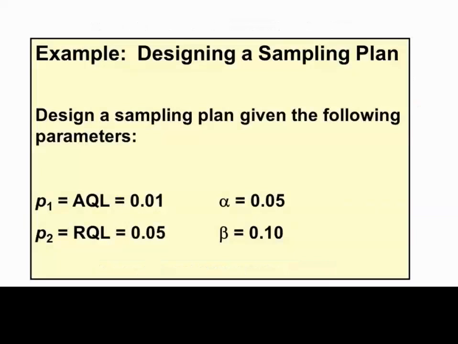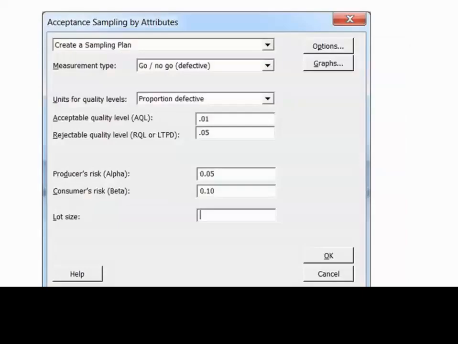We want to design a sampling plan given we've defined AQL and RQL as 1% and 5% respectively, and my producer risk is 5% and my consumer risk is 10%. I'm not suggesting these are good numbers or bad numbers. They're just illustrations at this point. So I'm showing you where I'm specifying this in a package called Minitab, creating a sampling plan.